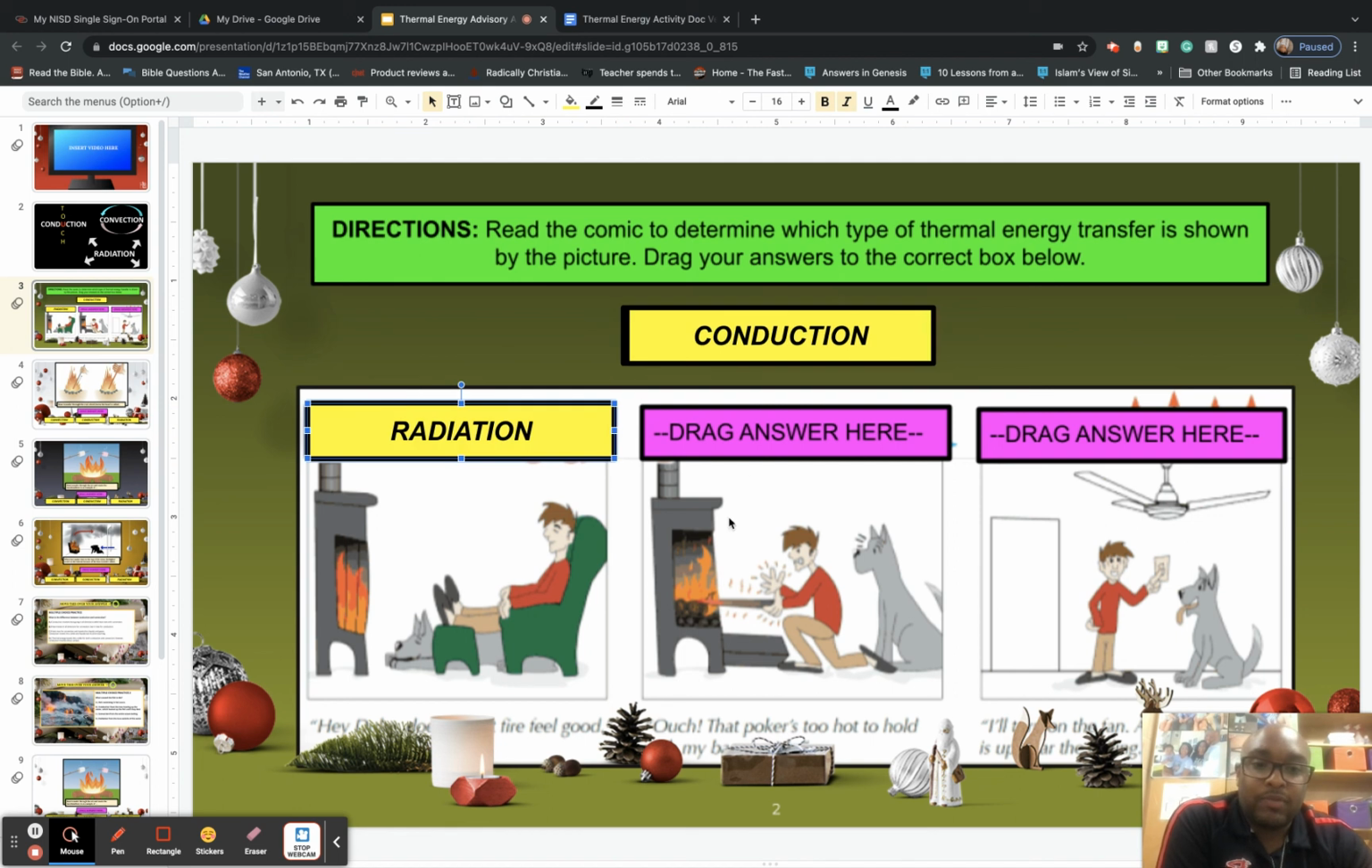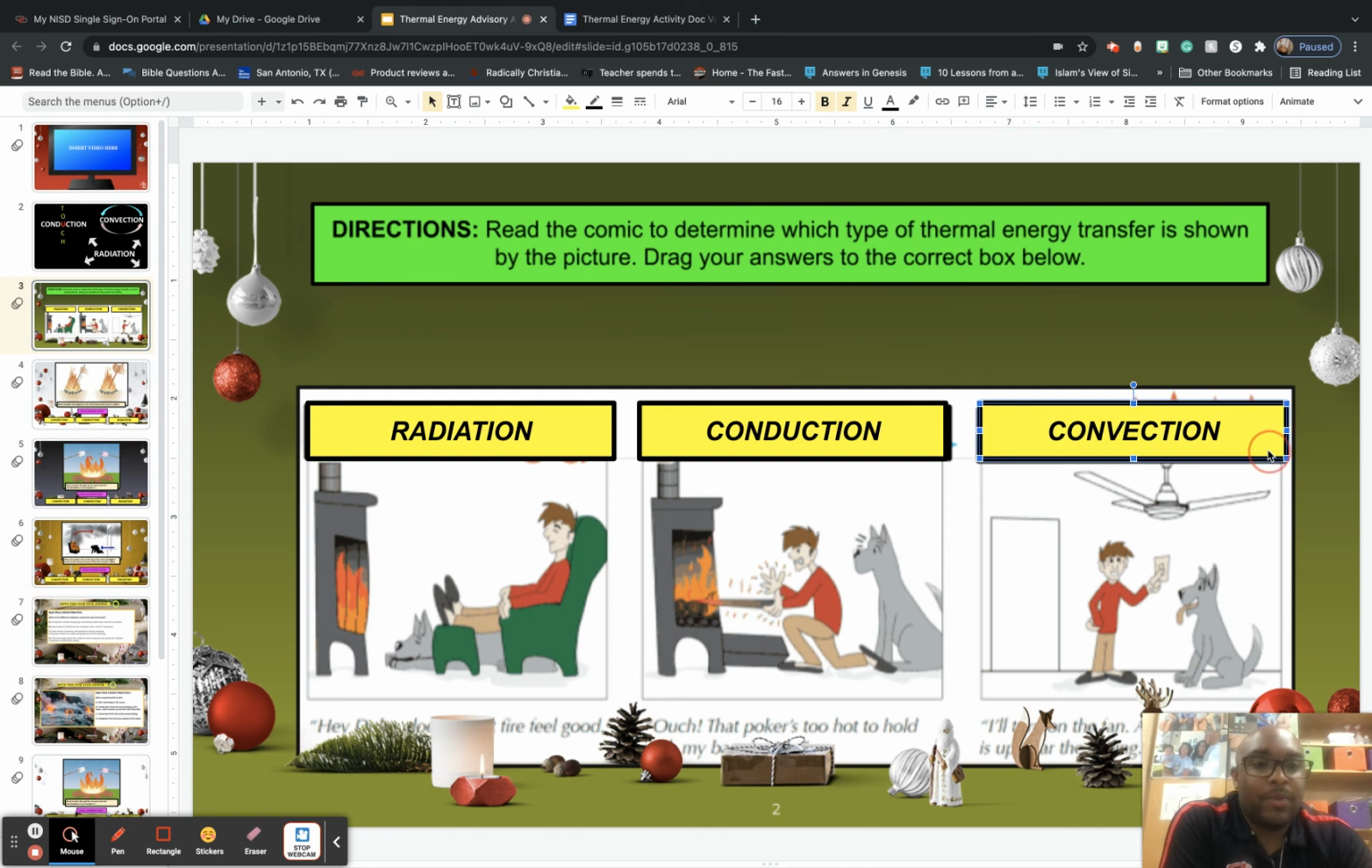And this next one, speaking of touch, it says, ouch, that poker's too hot to hold with my bare hands. So for those of you who don't have a fireplace or never used a fireplace, you have to poke the fire to make sure it's nice and kindled or nice and warm and nice and going. It looks a good fire, okay? Well, you have to touch the rod or the poker. And if you have one that's wrong material or too short, or if you're not wearing protective gear, you're going to get burned because of conduction. So remember that little U right there. So I'm going to grab conduction, bring it down. And then the last one, obviously, there's no other choice, is going to be convection.